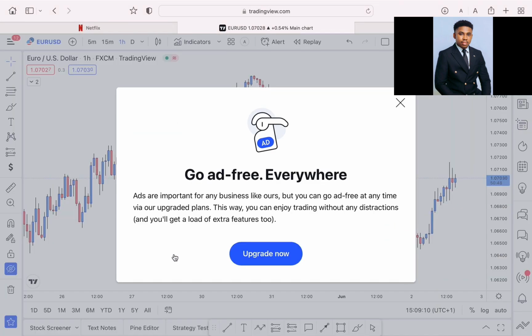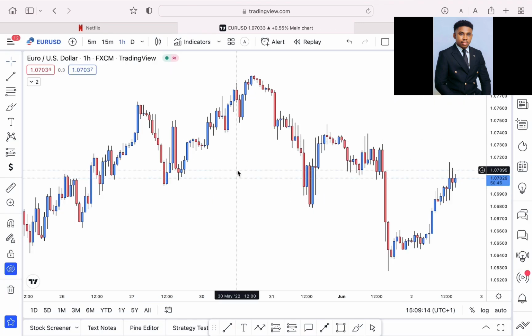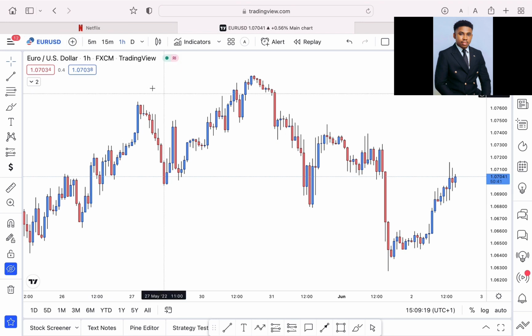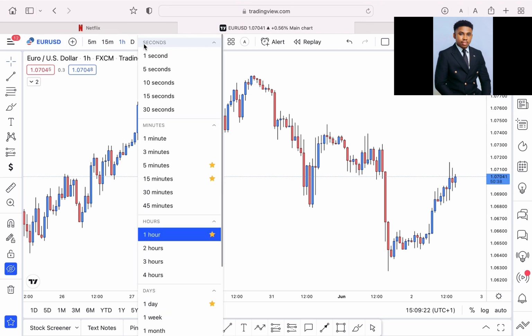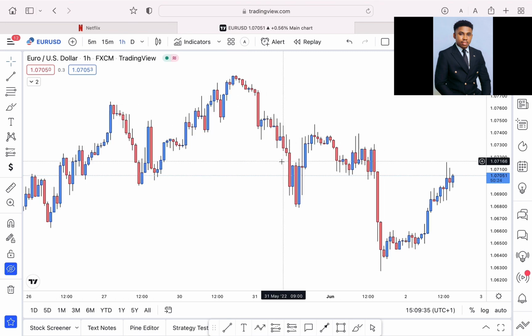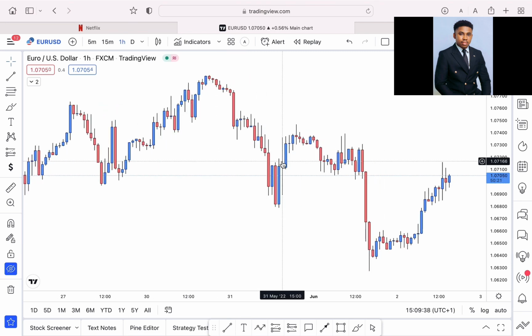Okay, so we'll talk about time frames using this chart of EUR/USD. So you can see here on TradingView, you have different time frames in the market. You have the 1 hour time frame, the 30 minutes time frame, the 15 minutes time frame, 5 minutes, 1 minute time frame. So time frames just denote the time it takes for a candlestick to form in the market. In this situation, we're on the 1 hour time frame. So each of these candlesticks is developed within a period of 1 hour or 60 minutes.